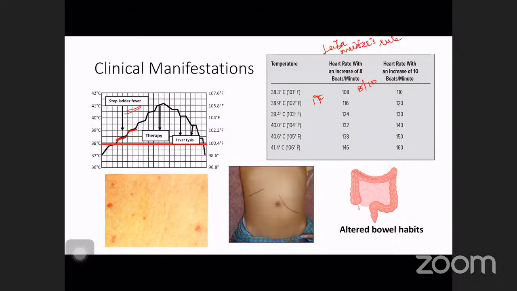Here in our case, we saw that the temperature was around 101.8, but the pulse rate was around 94. So it doesn't meet this criterion. That is why we call it a relative bradycardia. Though 94 seems to be a bit of an increase in heart rate, it doesn't meet the actual Weber-Meester rule of 8 heart rate increase per 1 degree Fahrenheit temperature increase. That is why we call it relative bradycardia.